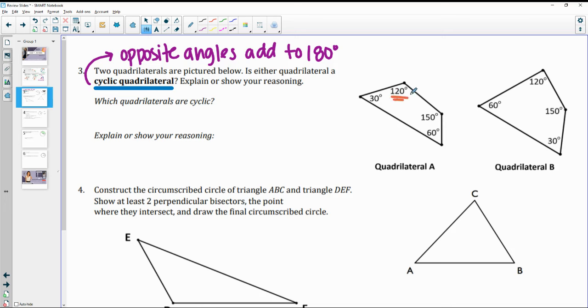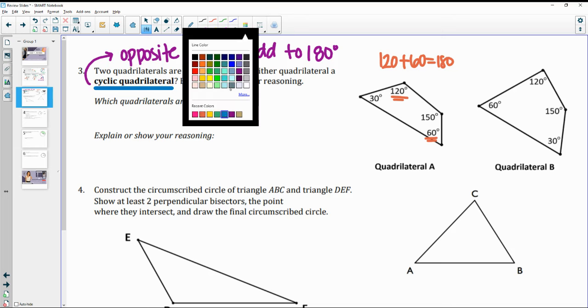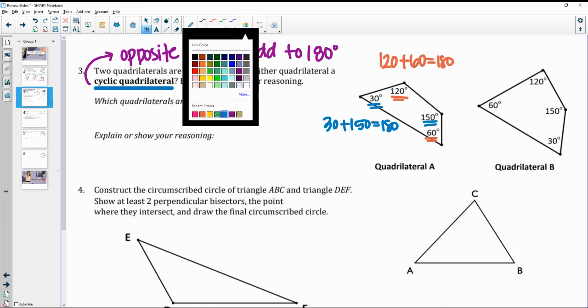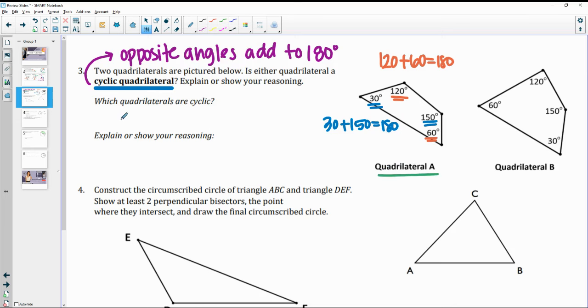So opposite angles are going to be ones across from each other. So this 120 plus 60 is equal to 180. So there's one set of opposite angles that add to 180. And then the other set here is 30 and 150. And 30 plus 150 equals 180. So this first quadrilateral A is definitely cyclic.